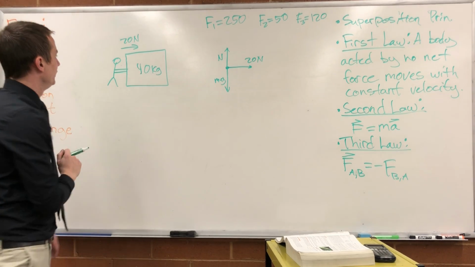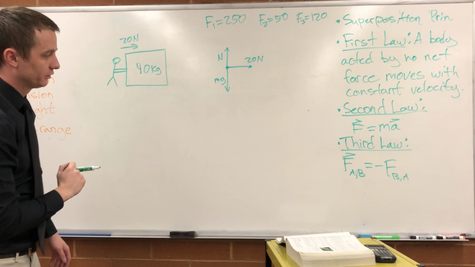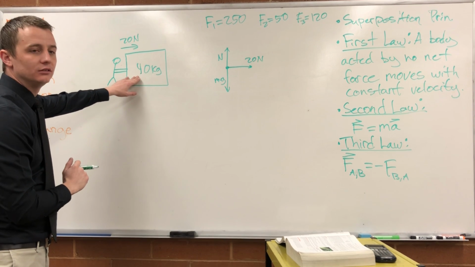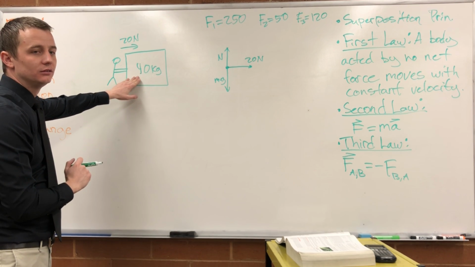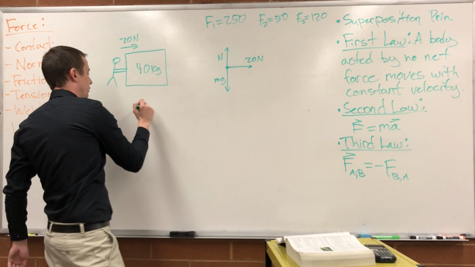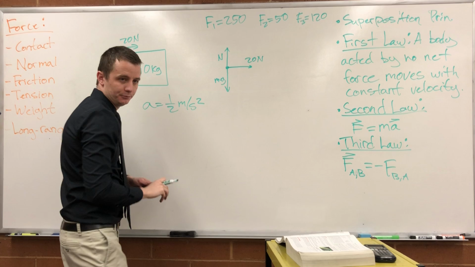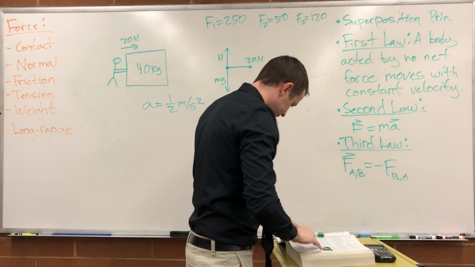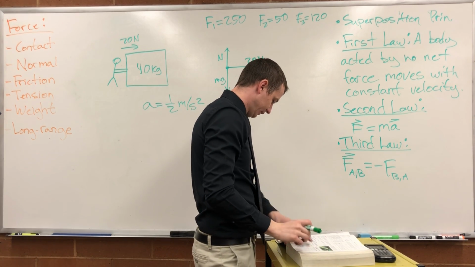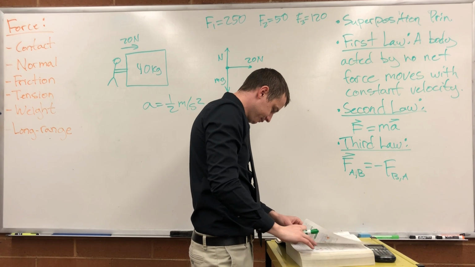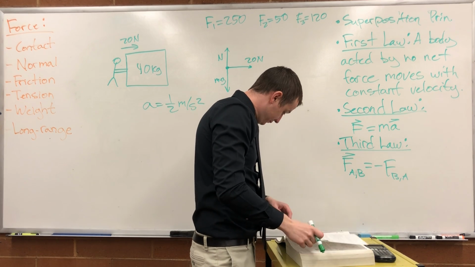Okay, so now we need to calculate the acceleration of the box. What's the acceleration of the box? It's just half a meter per second squared. Perfect. A is just equal to 1/2 meter per second squared. Yes, 0.50, I guess, since two significant figures were given to us. Okay, next one.